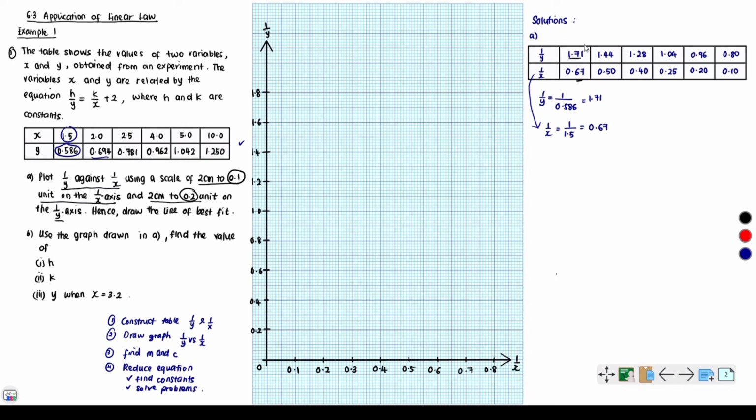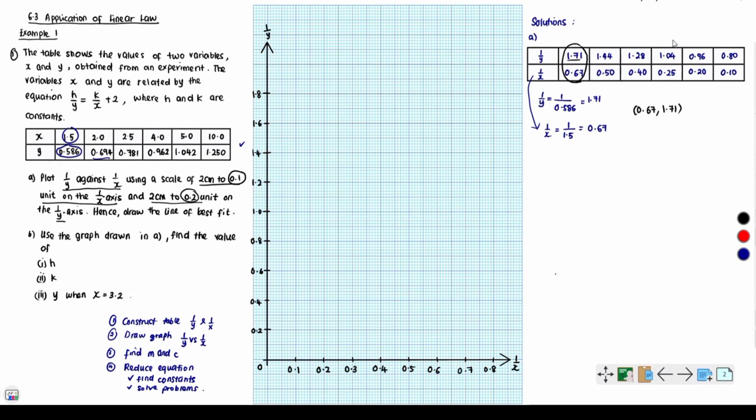Now we are going to plot the graph. So here is the coordinate 0.67 and 1.71. We mark the point here. Second coordinate is 0.50, 1.44. So we mark it here. Then we continue with other coordinates until we finish plotting the graph.